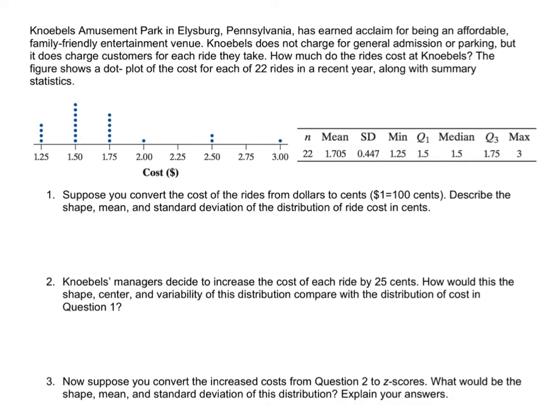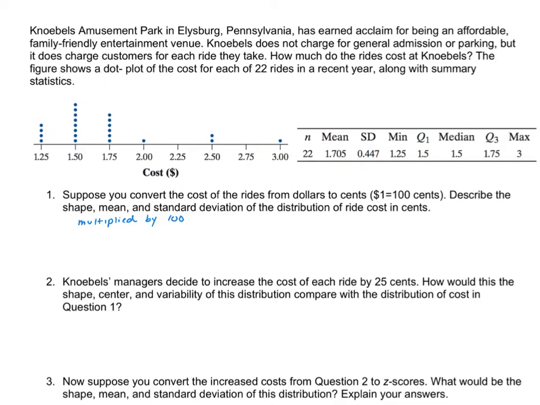The figure shows a dot plot for the cost of each of 22 rides in a recent year, along with the summary statistics. Number 1 says, suppose you convert the cost of the rides from dollars to cents. Describe the shape, mean, and standard deviation of the distribution of ride costs in cents. So what's happening here is you would take all of these prices and they all get multiplied by 100. So you are scaling the data.